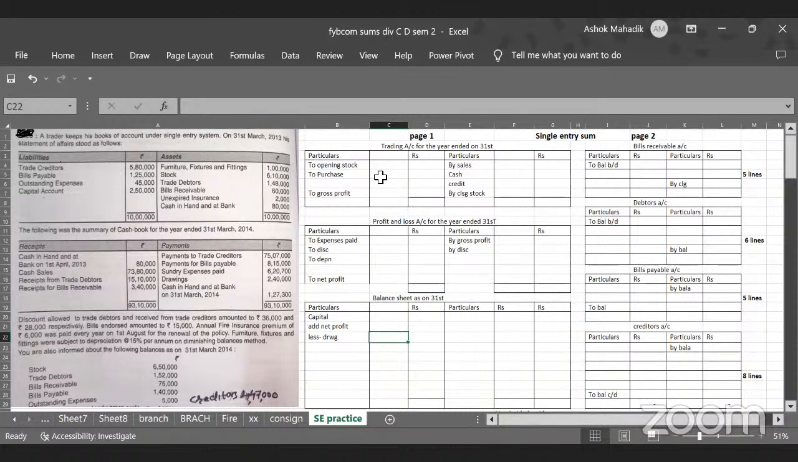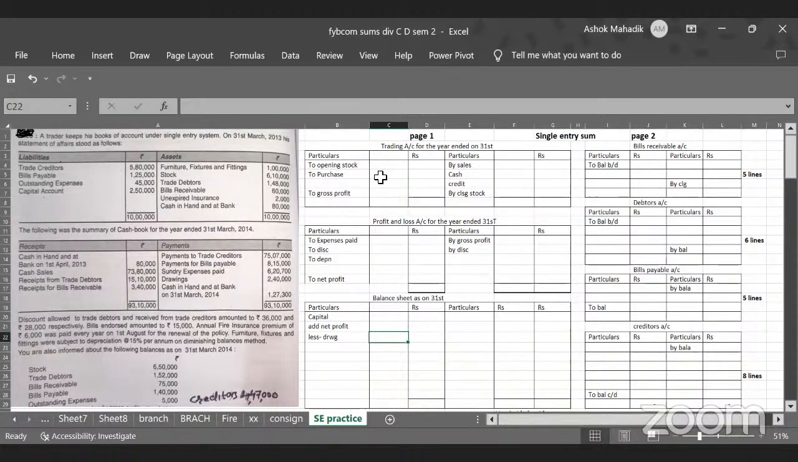I'll read the sum. A trader keeps his books of accounts under single entry system. On 31st March 2013, the statement of affairs stood as follows. So in single entry, we call balance sheet as statement of affairs. It is nothing but balance sheet only. On the liability side, they have given us creditors, bills payable, outstanding expenses, and capital account. On the asset side, we have furniture, stock, debtors, bills receivable, unexpired insurance, that is prepaid insurance, and cash in hand and cash at bank.